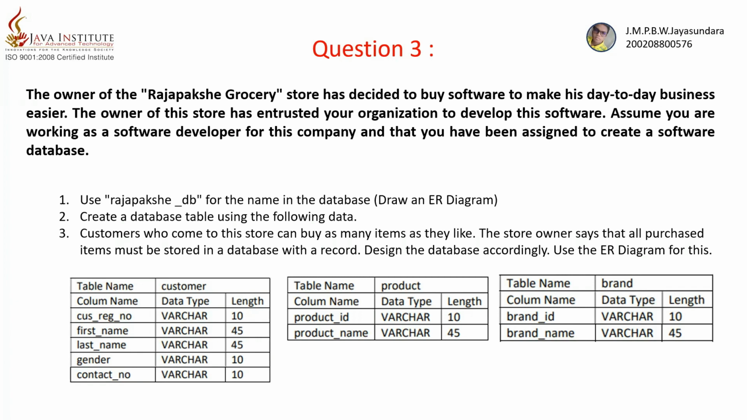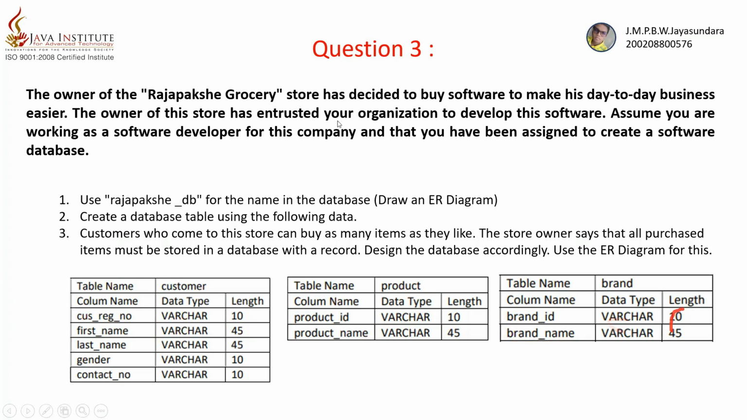The second question is create a database table using the following data, and they have given us the data and the table names. The first table name is customer, the second table name is product, and the third table name is brand. In the first table we have the column names, data types and lengths. In the second and third tables we also have the column names, data types and data lengths.